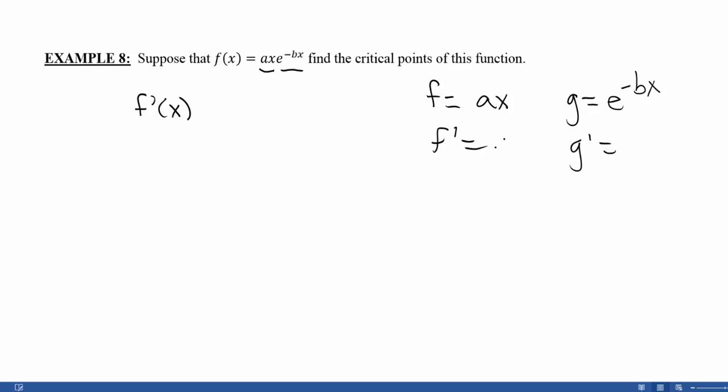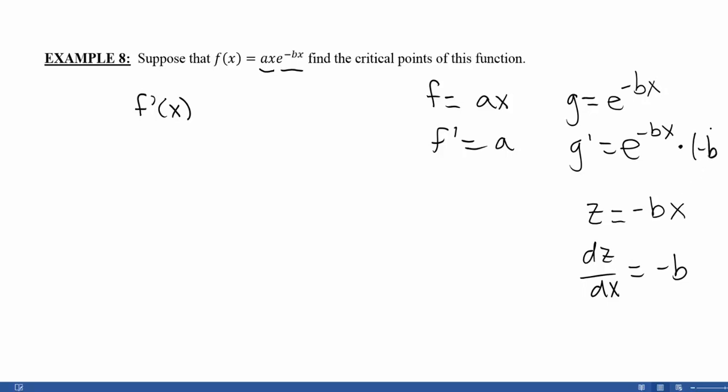The derivative of ax is just a, and the derivative of e to the negative bx needs a chain rule. Remember, with e's, your z is the power of e, so negative bx, dz dx, the derivative of that is negative b. So with e chain rules, we get the same thing back, e to the negative bx times dz dx, negative b.